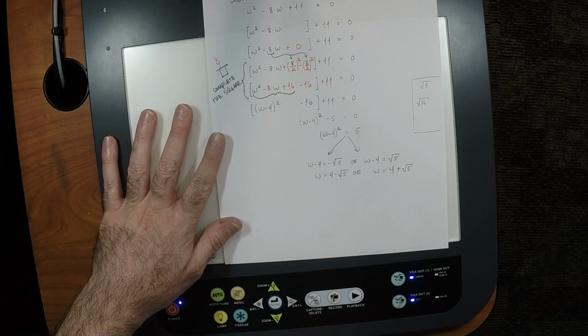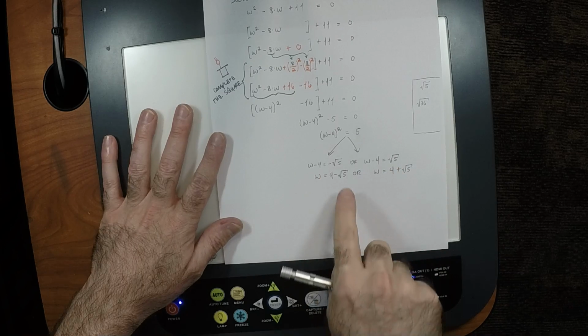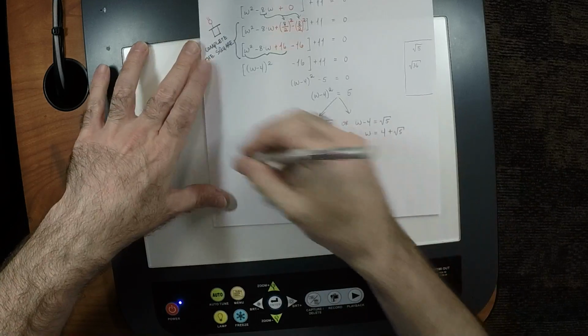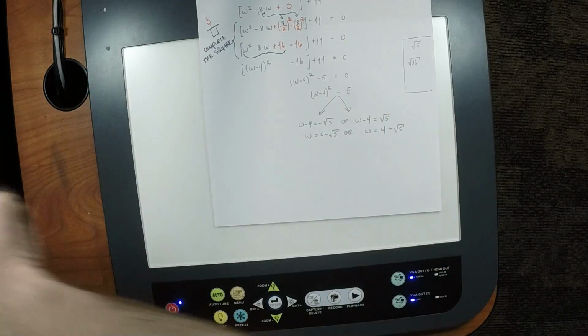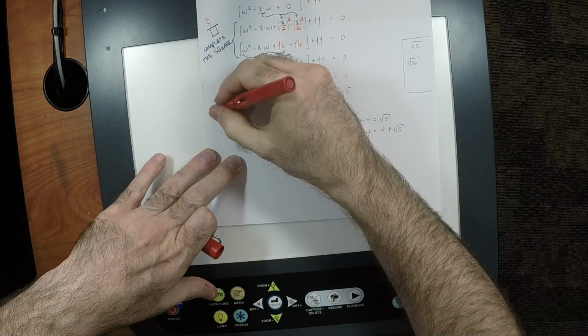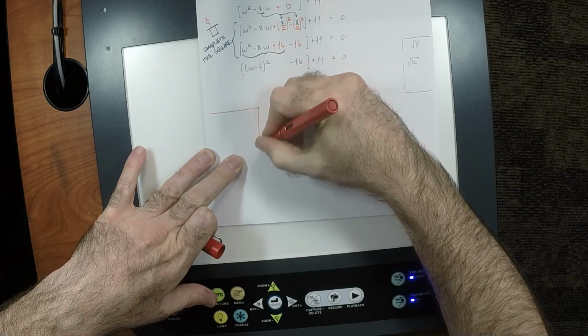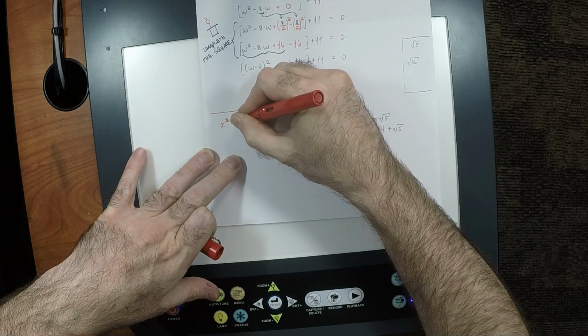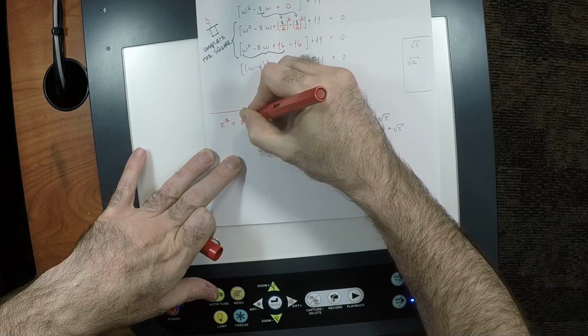How did you get it to equal negative square root of 5? This? Yeah. Okay. Because the way that's working there is, what if we had an equation that looked like this? X squared is equal to 36.